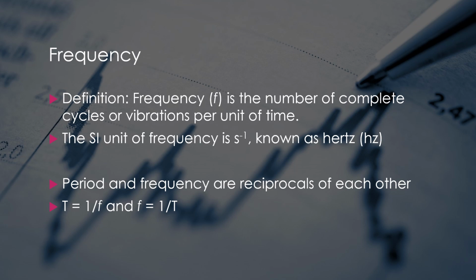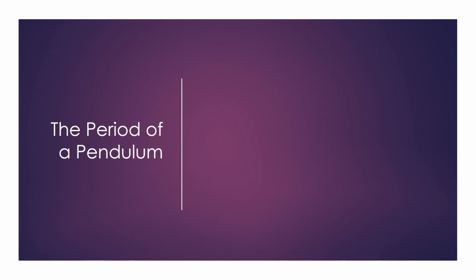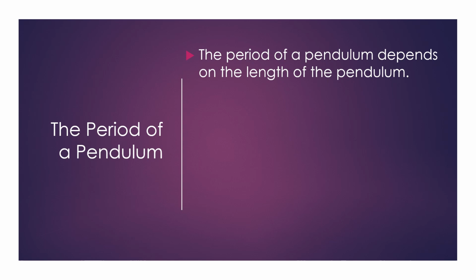So now that we've refreshed what period and frequency are, and we have units for frequency, let's get into specifics about how a pendulum works. Okay, so let's talk about how we calculate the period of a pendulum. You all noticed when you built your pendulum that the length mattered, and that is really the big factor. The period of a pendulum depends on the length of the pendulum. The amount of time it takes to go back and forth really depends on how long that pendulum is.